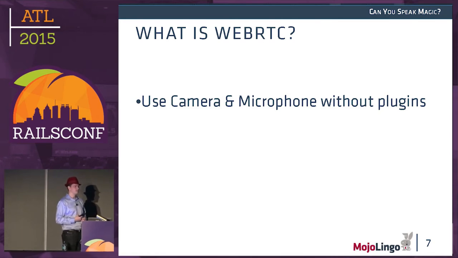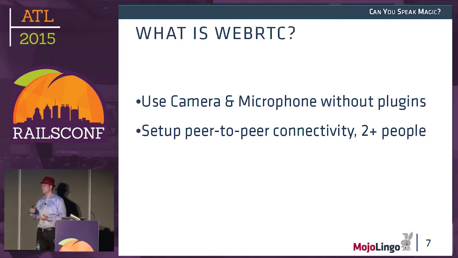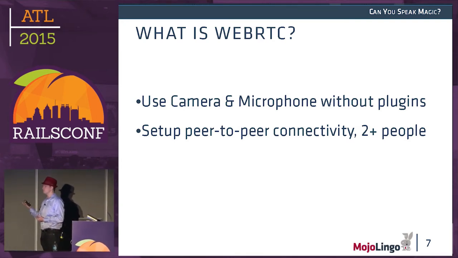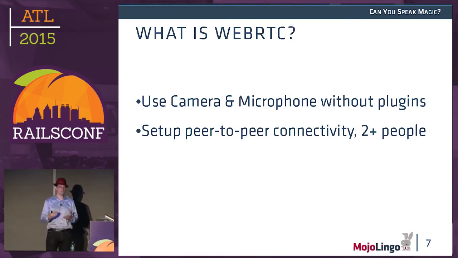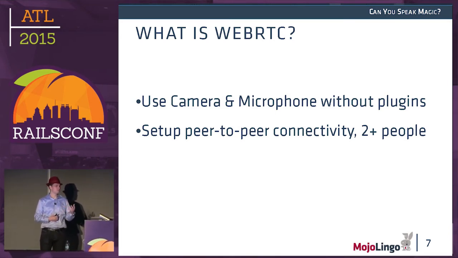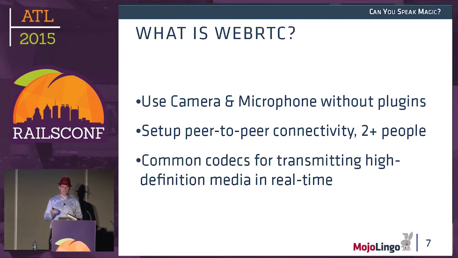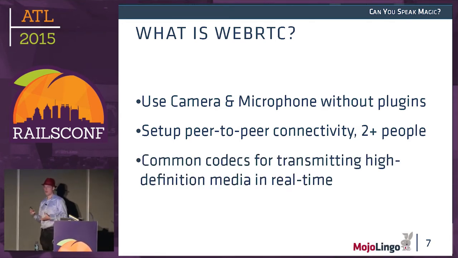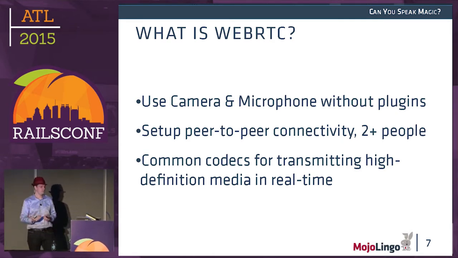WebRTC additionally has functionality built in to establish peer-to-peer connectivity between two or more parties. This is really an interesting point, which I'll touch on more in a minute, but connectivity across the internet can be really tricky with NAT firewalls and things like this. So WebRTC has functionality built in to help traverse connections and firewalls. And the last thing it provides is a common set of codecs for actually exchanging high-definition media. I'll talk more about that in just a second as well.